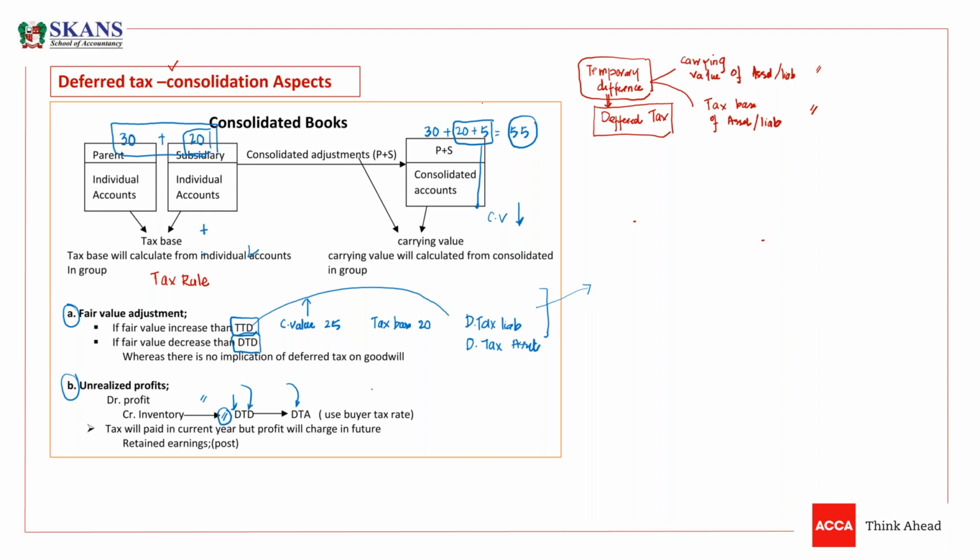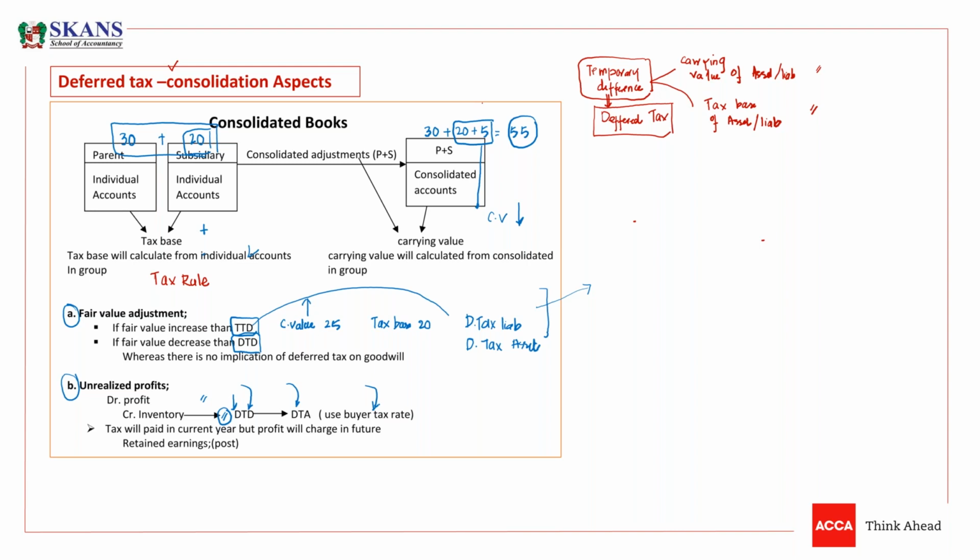But in this deferred tax asset, we need to apply the buyer company's tax rate. What does it mean? If the parent is selling to the subsidiary, the tax rate of the subsidiary will be used. If the subsidiary is selling to the parent, then the tax rate of the parent will be used to calculate the deferred tax asset.